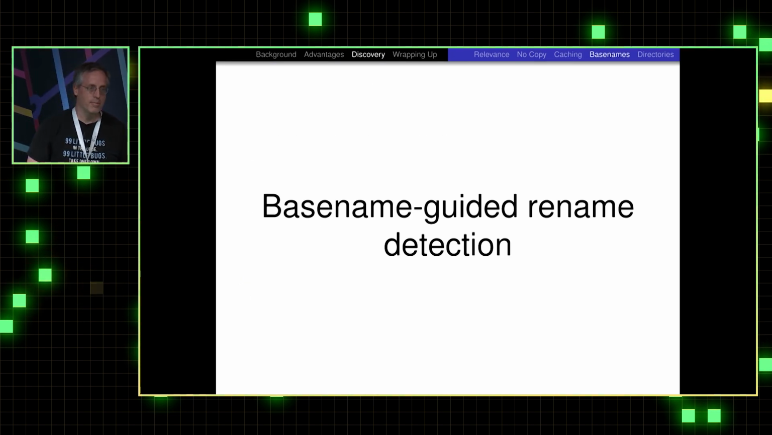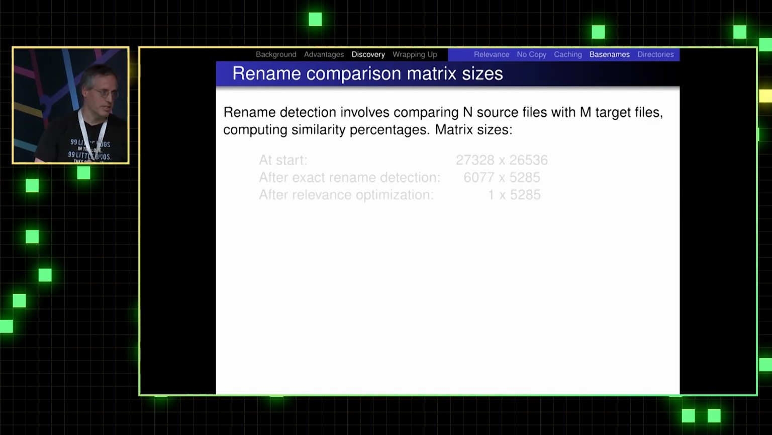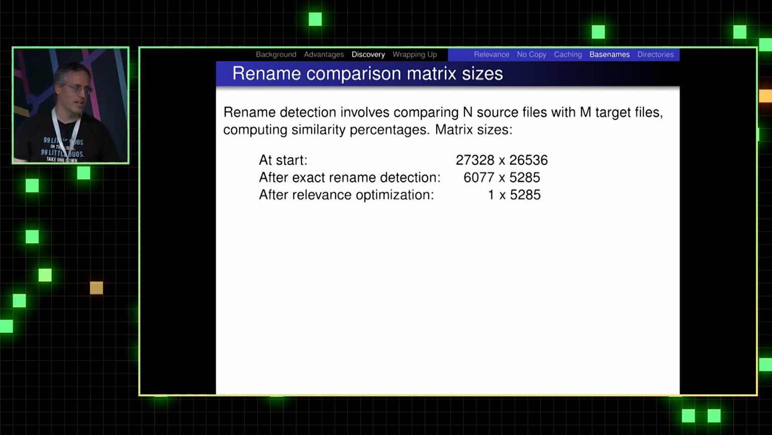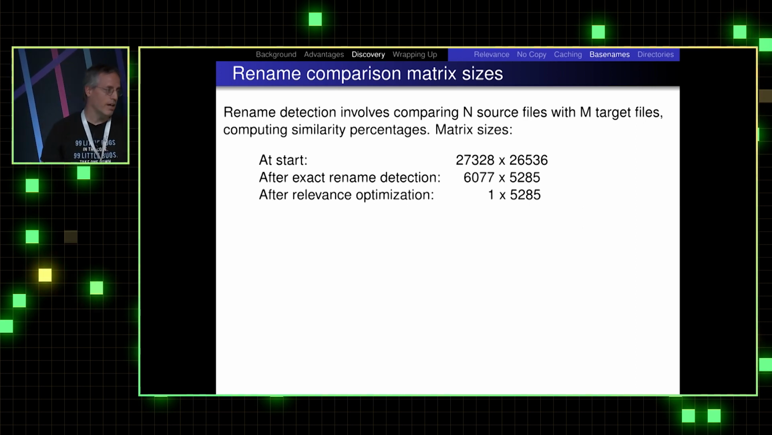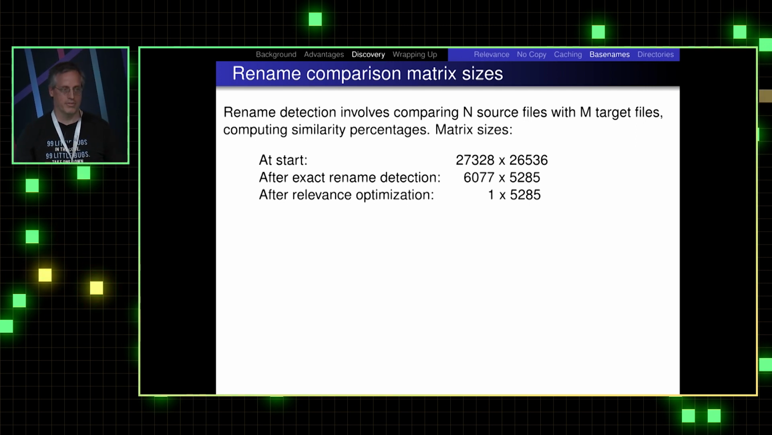The next optimization is what I refer to as base name guided rename detection. So here, I actually went and looked at matrix sizes. At the very start, if I didn't have any optimizations turned on, not even the really old exact rename detection, I would have had a matrix size that was tens of thousands of rows and columns each. After I do exact rename detection, it drops me down to order of thousands. And then after I do relevant renames optimization, it drops me down to a single row, which means that I really only need to find one rename left.